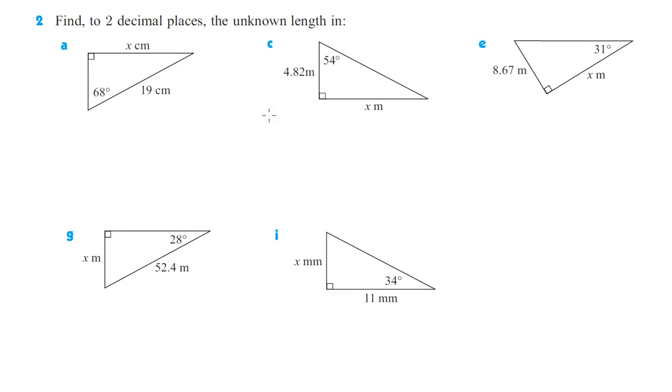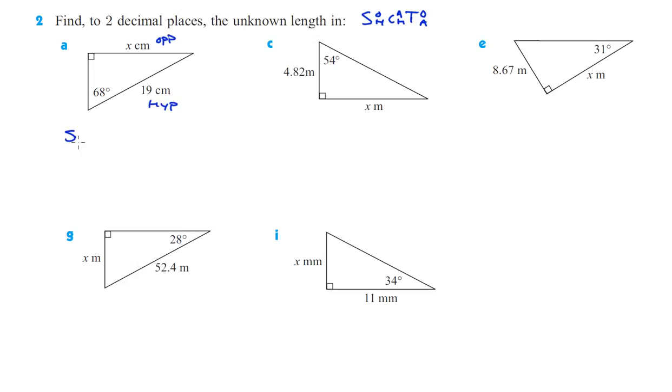All right, so we'll start here with number 2. Find the unknown length in each of these, to two decimal places. What I like to do is start with the angle that I have, and then ask what sides we know and what side we want from that angle. From this angle, this is the opposite side, and this is the hypotenuse. So from our dear friend SOHCAHTOA, we've got opposite and hypotenuse, so that's sine.